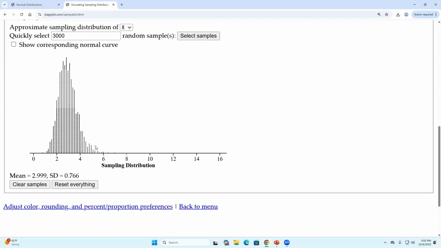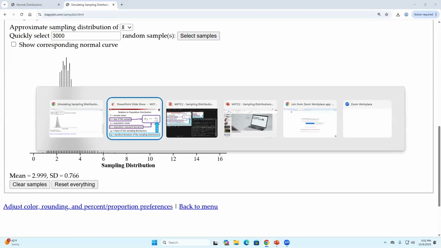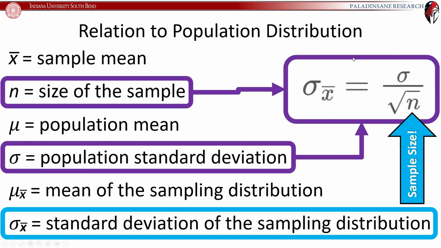And the power of that larger sample comes from this relation here, because you're dividing that population standard deviation by the square root of the size of your sample. The bigger you have this, the smaller the standard deviation of the sampling distribution is going to be. All right, any questions on that and the relations between them?